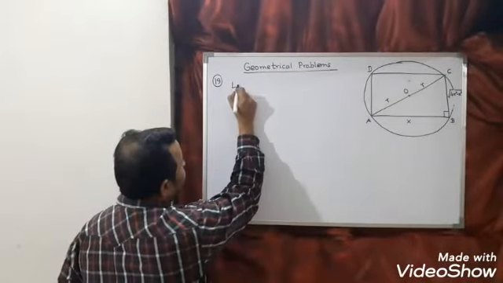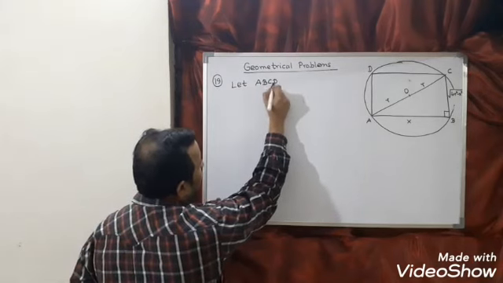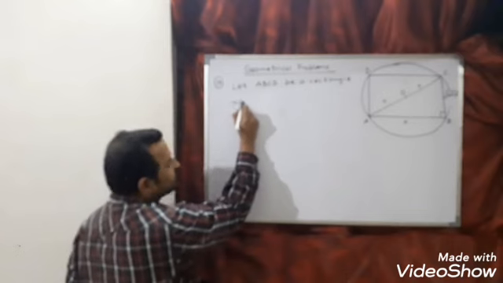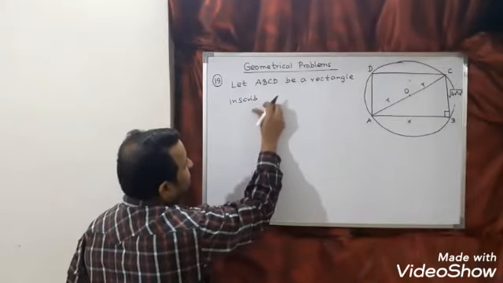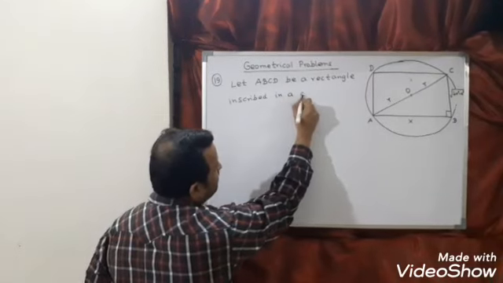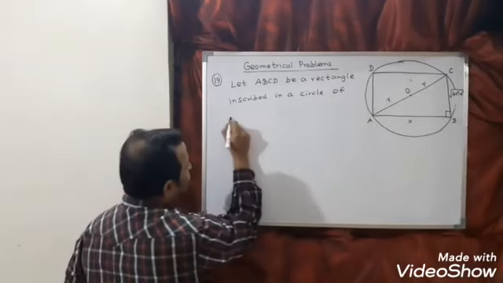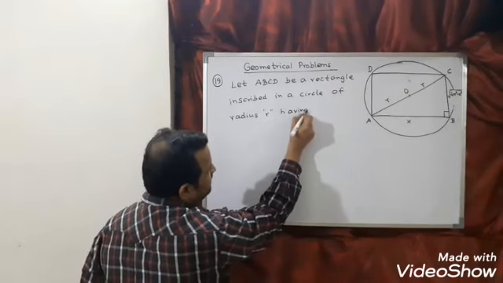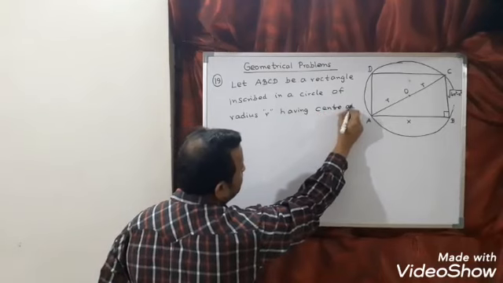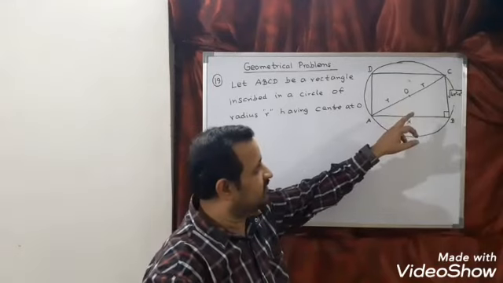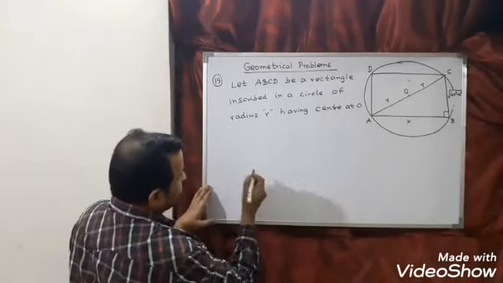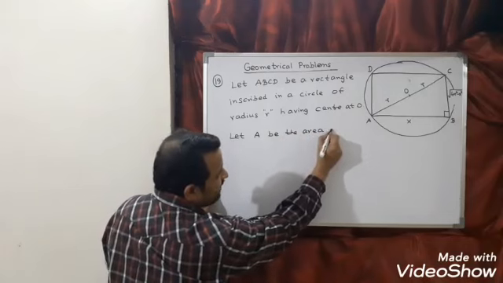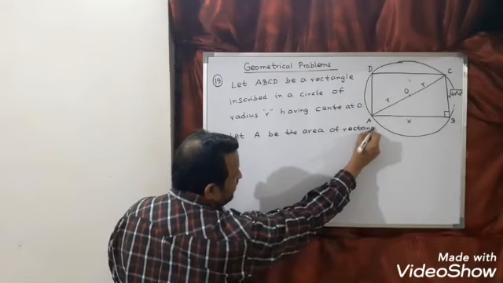Now see here. So here I can say let ABCD be a rectangle inscribed in a circle of radius R, having center at O. So R is the radius of the circle and the center of the circle is O. Next, let A be the area of the rectangle.